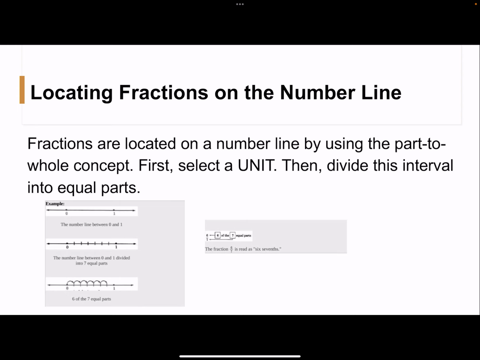For example, I have on the number line the numbers 0 to 1. In between 0 and 1, I've decided that I'm going to divide this into 7 parts. So I have 1, 2, 3, 4, 5, 6, 7 equal parts between 0 and 1. And if I want to identify 6 of the 7 equal parts, then I'm going to shade 6 parts. 1, 2, 3, 4, 5, 6. This would represent 6 out of 7, and we read that as 6/7.